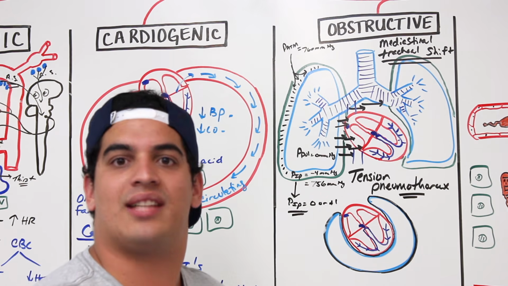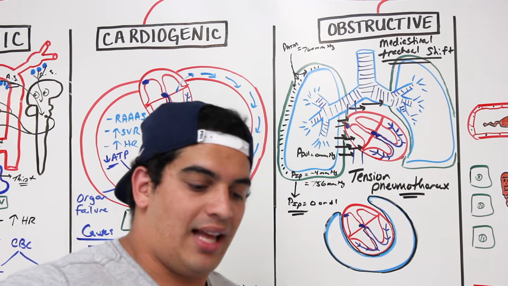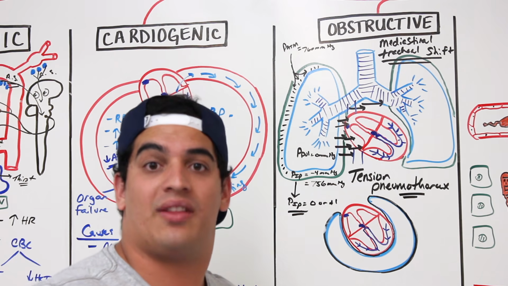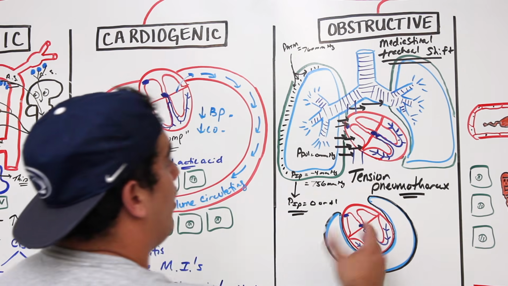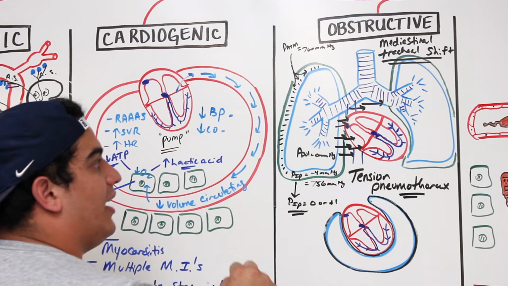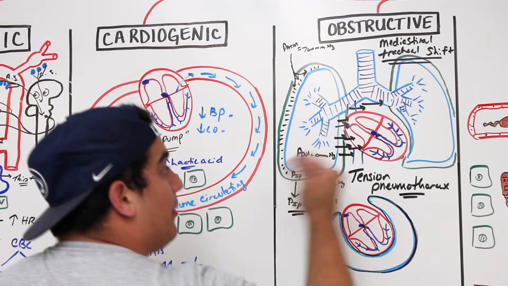Also, they might have decreased breath sounds because the lung is collapsing. If that lung is collapsing, they'll have decreased breath sounds on that affected side. Also, since it's compressing the actual superior vena cava and the inferior vena cava, the blood is having a hard time coming back into the heart.